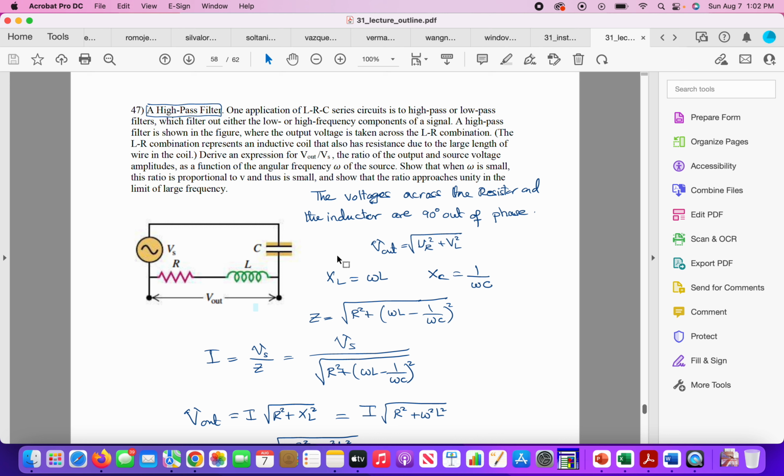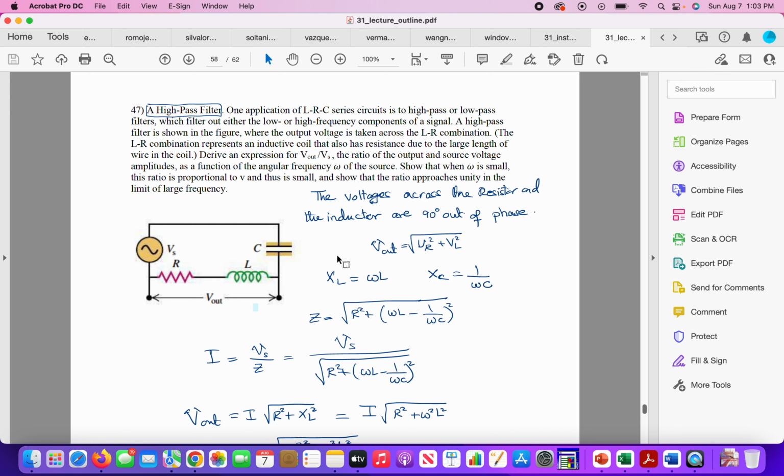Derive an expression for V out over Vs, the ratio of the output to the source voltage amplitudes, as a function of the angular frequency omega of the source. Show that when omega is small, this ratio is proportional to omega and thus is small, and show that the ratio approaches unity in the limit of large frequencies.